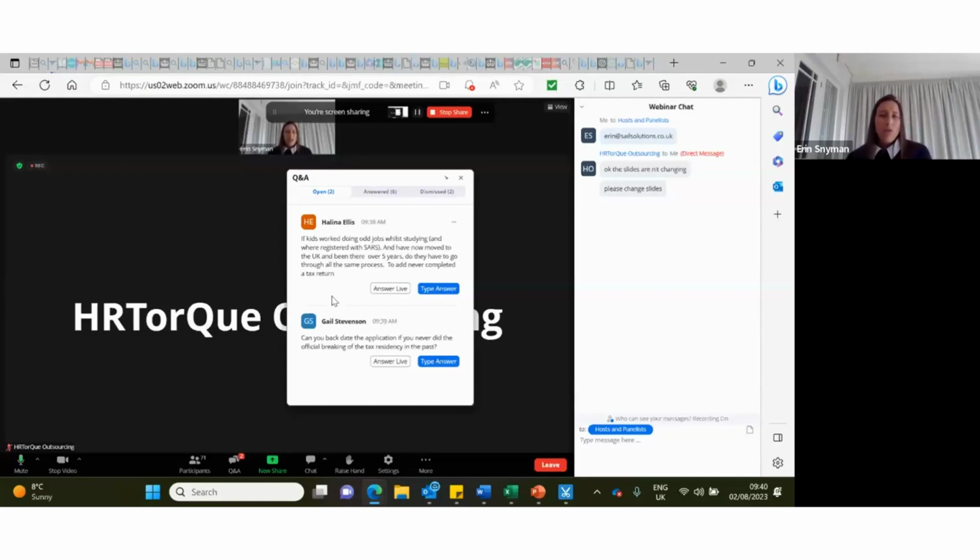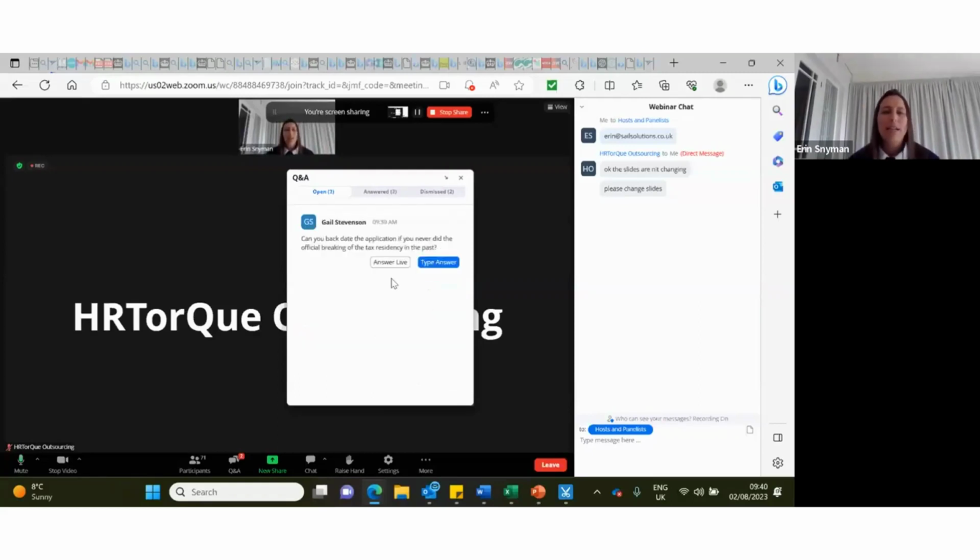If they've been in the UK for over 5 years, and if the intention back then was to immigrate and not ever return to South Africa, and the whole process is followed correctly in terms of assessing your residency, it can be backdated to the 5 years when they actually left.